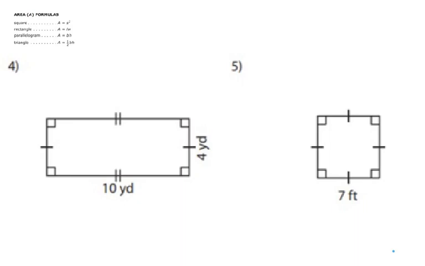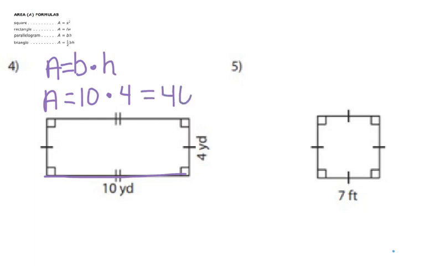Okay, so this next figure is another rectangle. So to find the area of this figure, we would do area equals base times height. So the area of this rectangle is, our base here is 10, and our height is 4. So 10 times 4 is 40, and our units is yards squared.